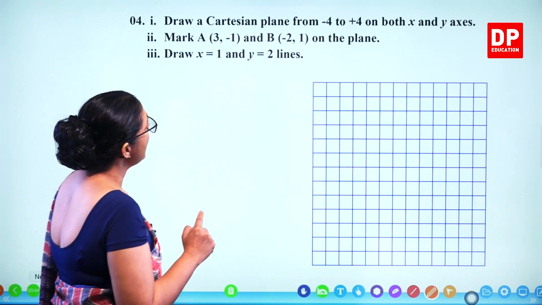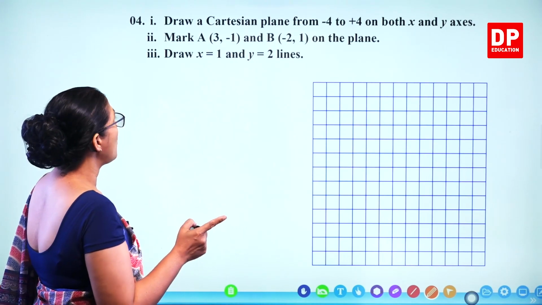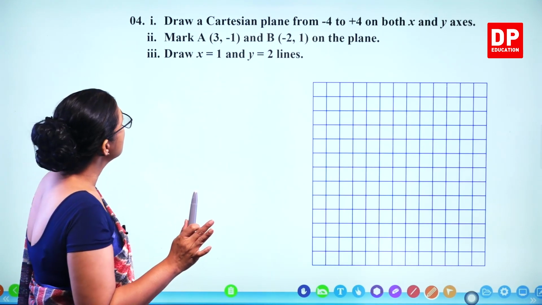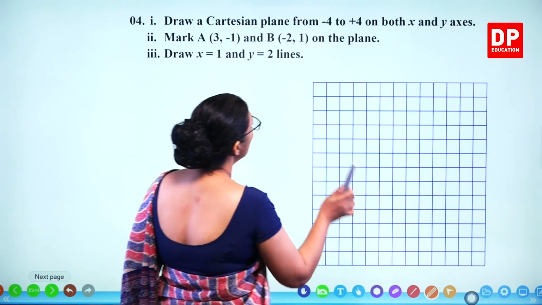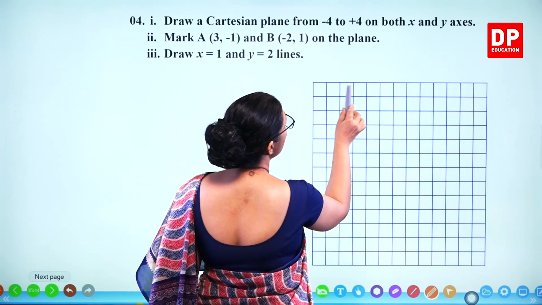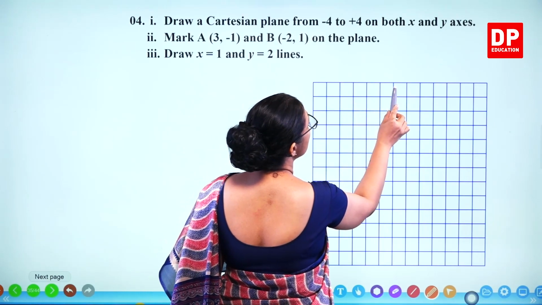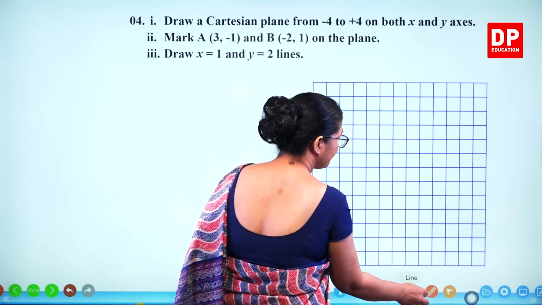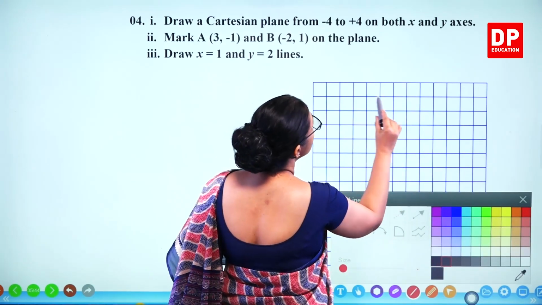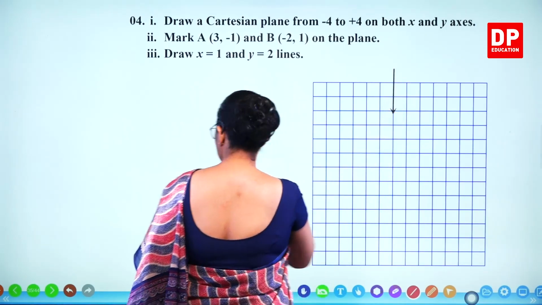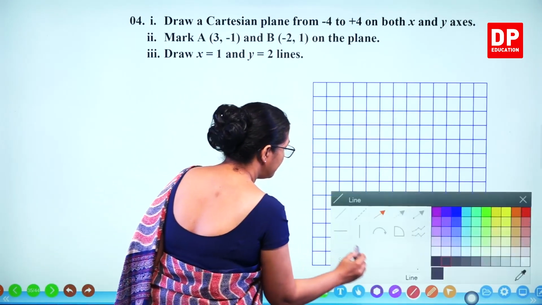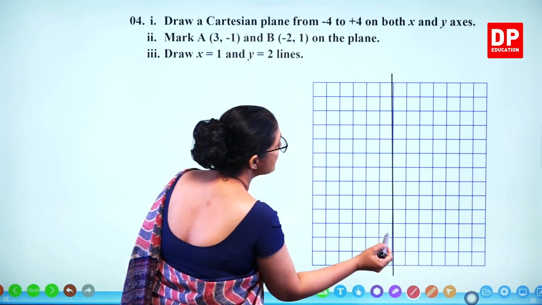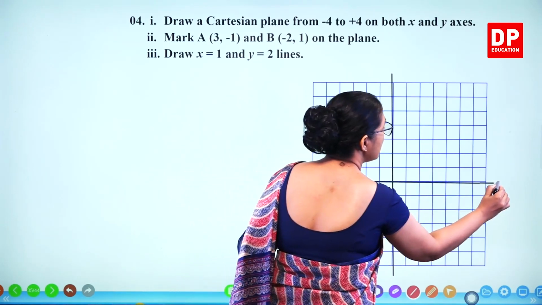Draw a Cartesian plane from -4 to 4 on both x and y axis and mark A and B and draw 2 lines. So let's divide into -4 to 4. Let's see whether you can. We don't have 8 squares. -4, -3, -2, -1, 0, 1, 2. No. So only 1 square, 1 unit. So we'll take the middle like here, the y-axis, and here x-axis.